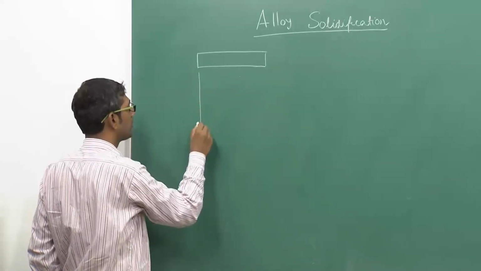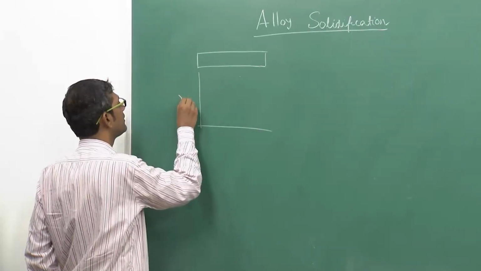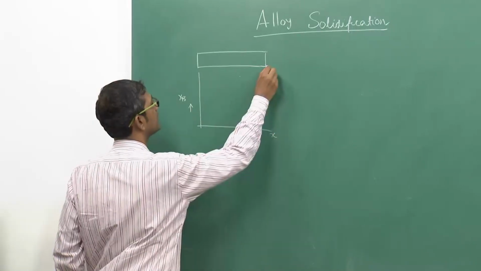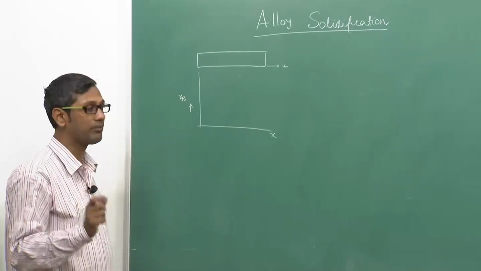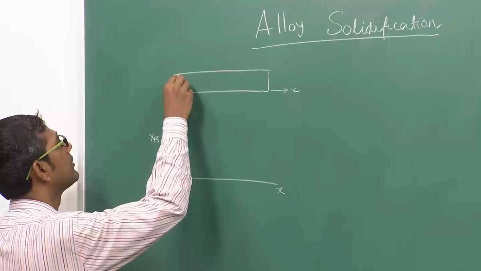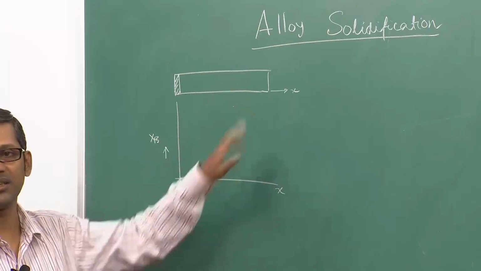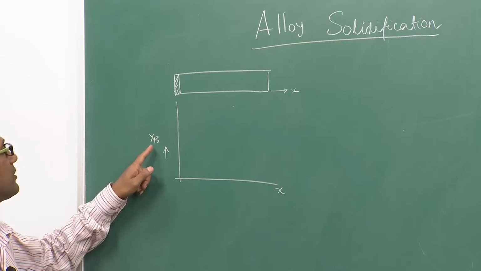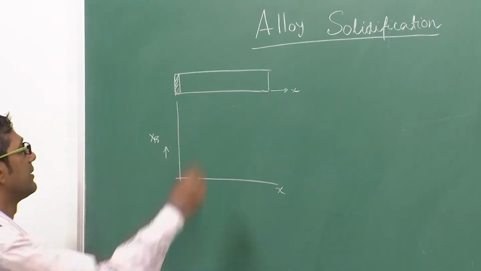What I am going to plot is composition, that is Xb, as a function of distance x. Okay, this is x. When a small amount of liquid solidifies and the major part of the liquid has not yet solidified, how will the composition profile look, and how will the composition of solute B in the solid and the liquid vary?